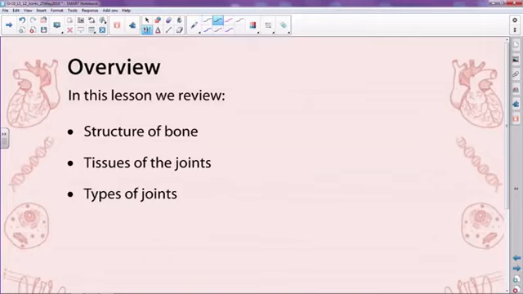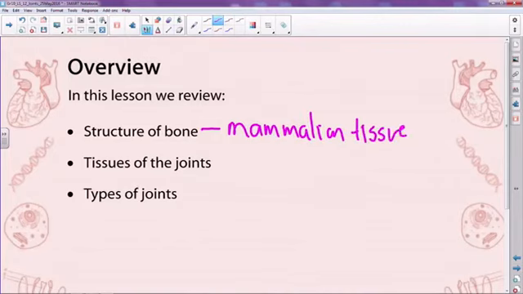We're going to go back to our mammalian tissue. So I hope you've got your mammalian tissue notes handy, because we're going to have a little bit of revision there. Then we're going to start with the joints, and we're going to look at how a joint is made up of a whole different kinds of tissues, and we're going to look at what those tissues entail. And once again, you're going to see that it links back to our mammalian tissue section.